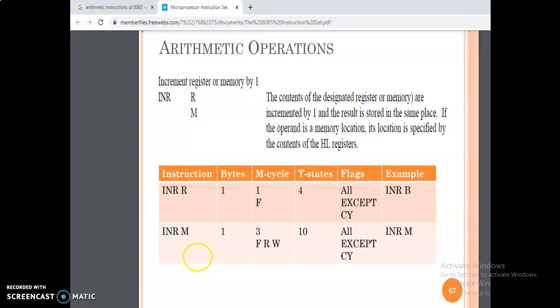So INR M means the content of the memory location is incremented by 1. If there is a memory location 2015, and on that memory location you have the value 12, after this instruction is used, the content of the memory location is incremented by 1. These are all the instructions used in the arithmetic operations in Intel 8085.